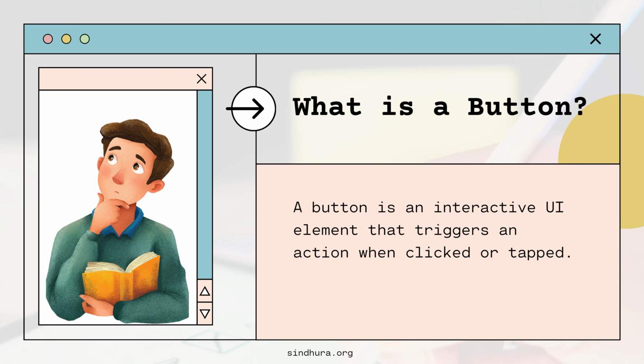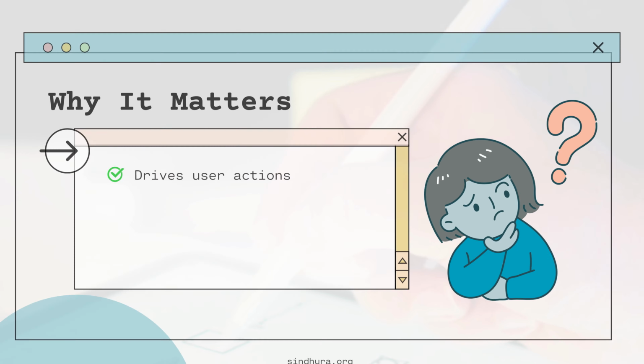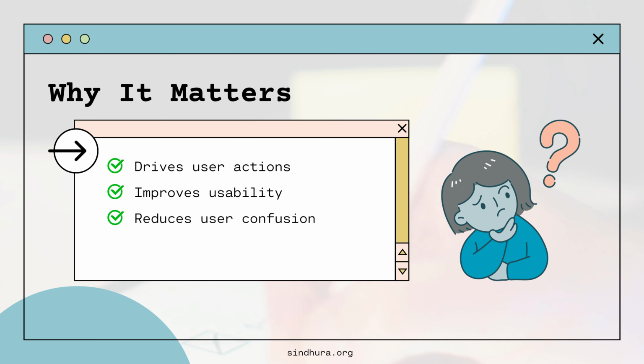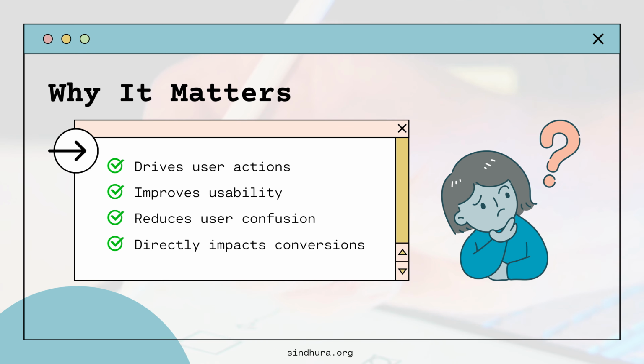Submit, buy, save, continue. These buttons move users forward. Good buttons feel obvious. Bad buttons make users stop and think, and that's where UX fails. Buttons directly impact usability and conversions. Clear buttons guide users, reduce friction, and increase confidence. But poorly designed buttons create confusion, hesitation, and errors. That's why button design is not just UI, it's UX.